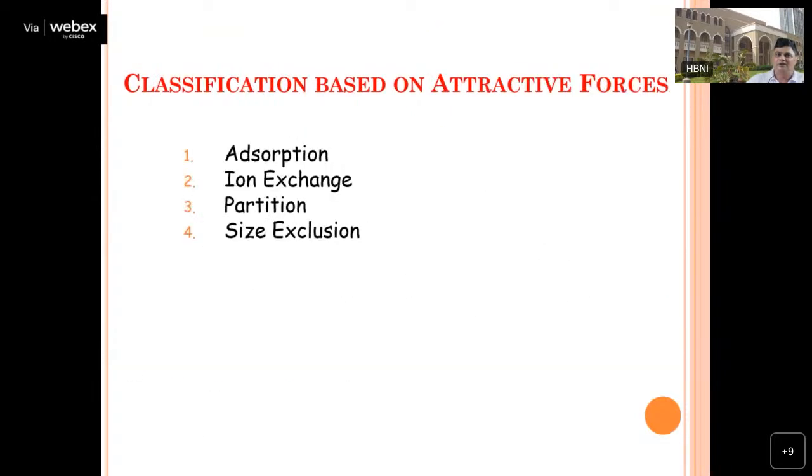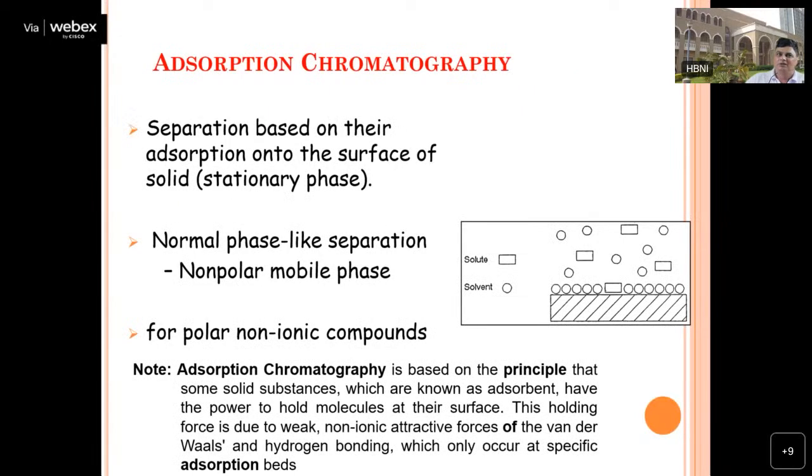Okay, then, classification based on these attractive forces: adsorption, ion exchange, partition, and size exclusion. When we consider adsorption chromatography, as I told you, each chromatography will have its own two or three lecture process.